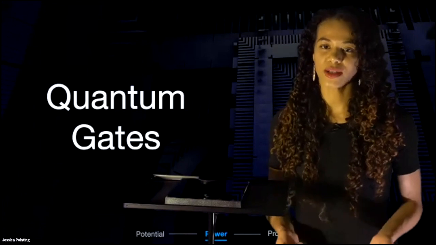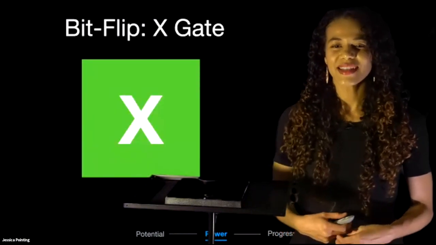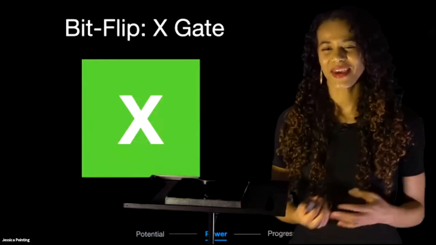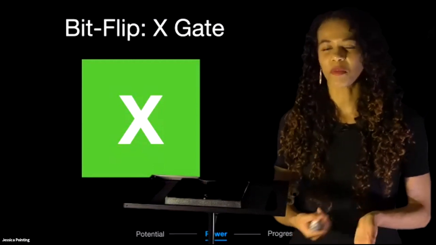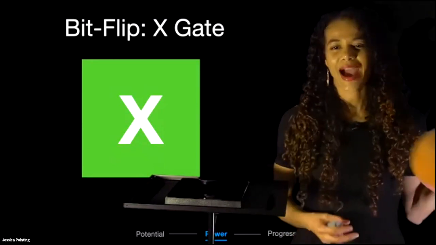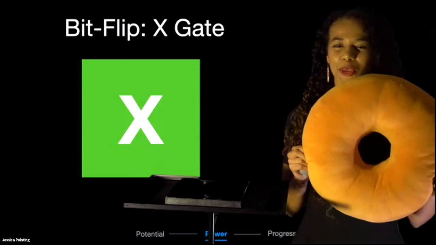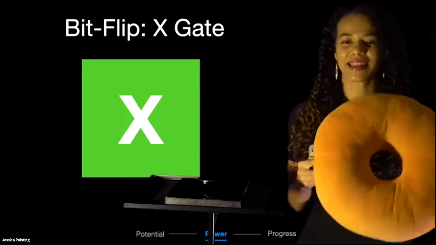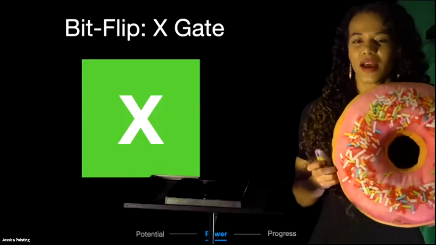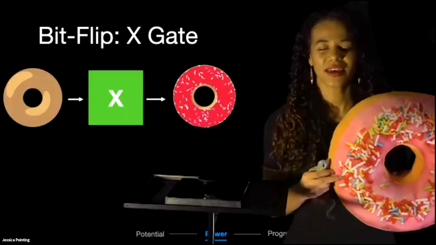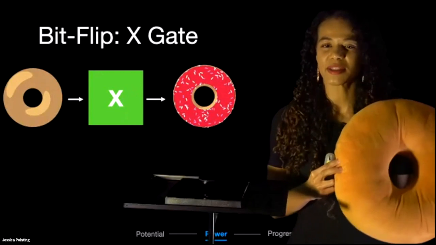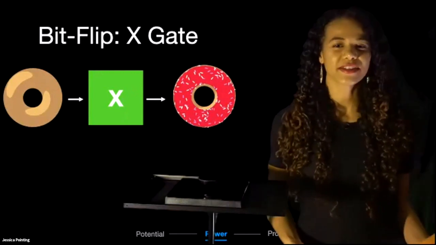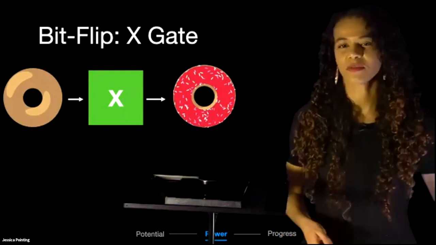We have something called quantum gates. So let's take a look at an example. One quantum gate is called the X gate or the bit flip gate. So if we have our qubit, it's 0, we can put it through the gate and it ends up flipping it to 1. You can take a look here. This is the sequence of steps. This is classical because it's not really doing anything quantum, but it is a quantum gate.